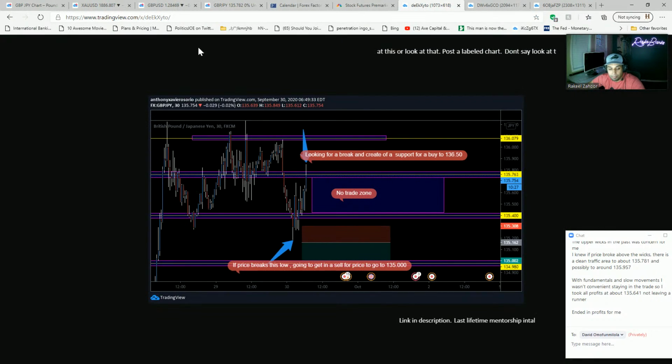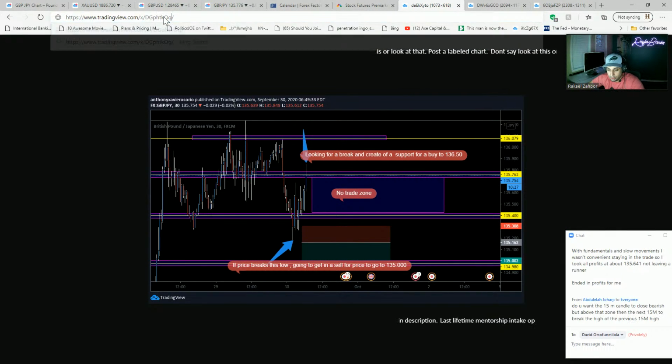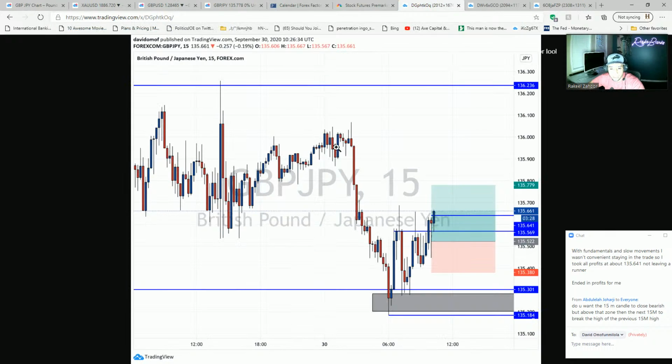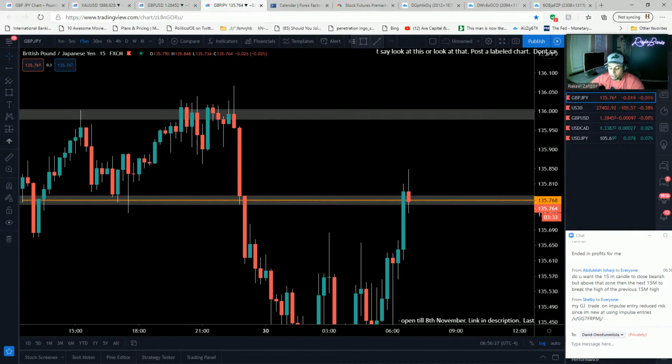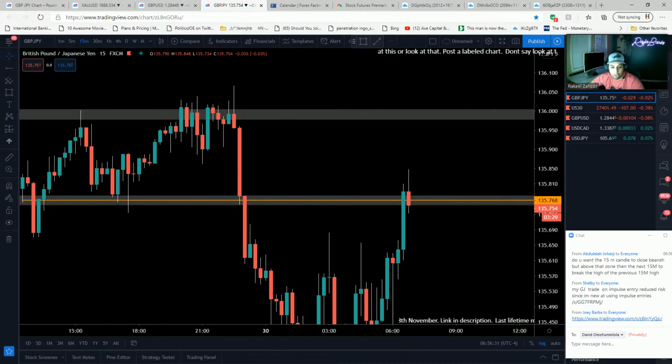Okay, let's take a look at this chart. This is 15-minute. Down over here, beautiful. This ran very, very well for you over here. Do you want the 15-minute candle to close bearish but above the zone and then the next 15-minute to break the previous 15-minute? Yes. That to me would be the perfect opportunity to take a buy.